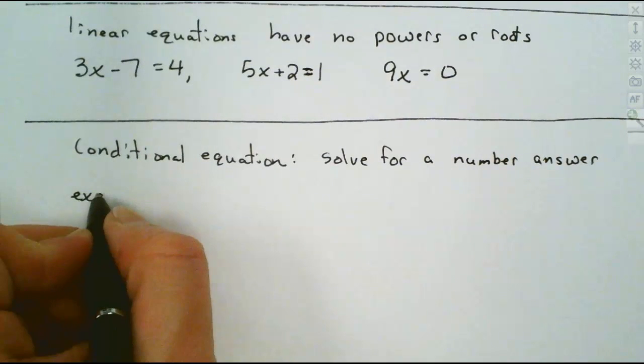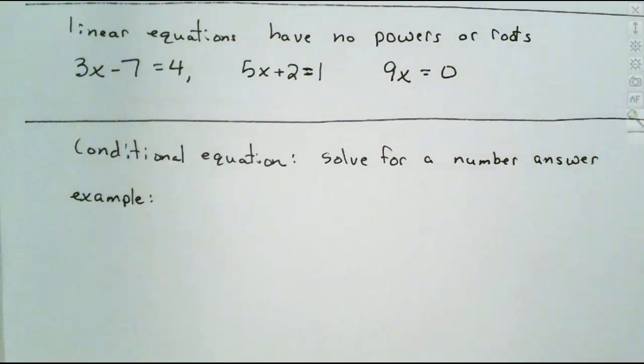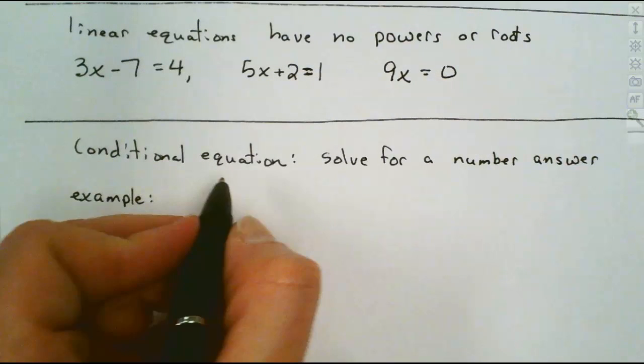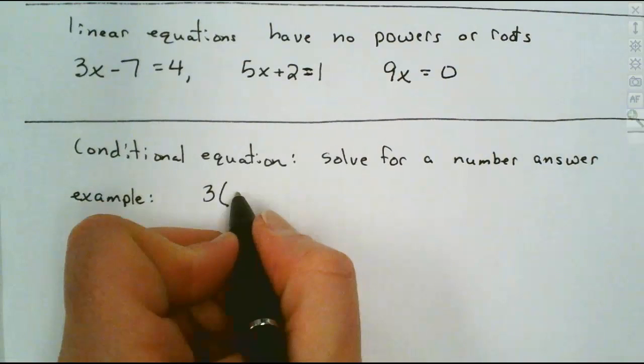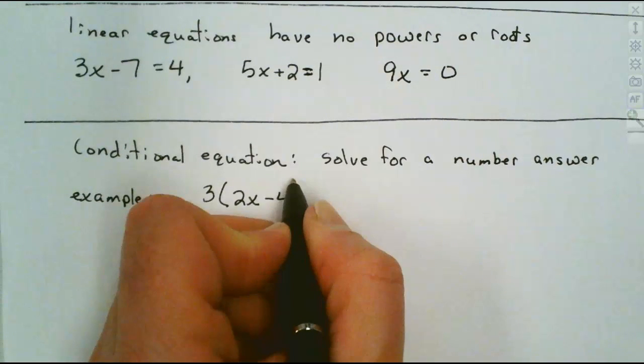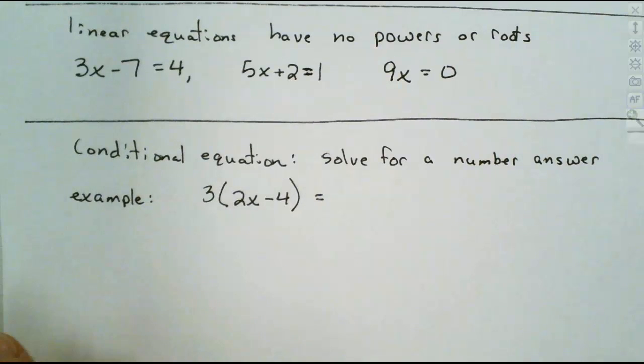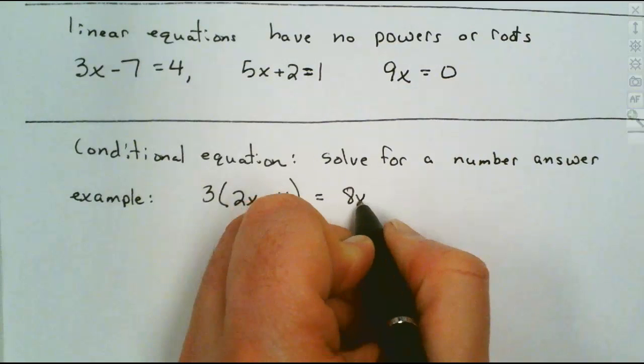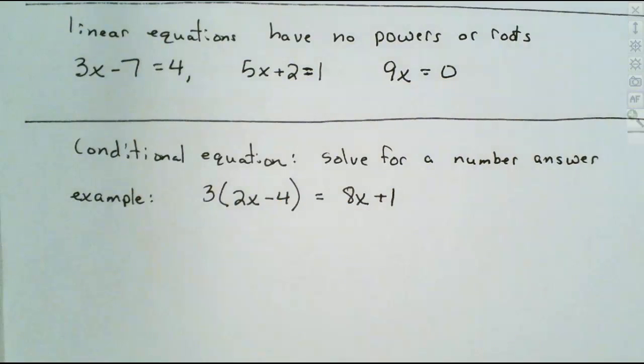So here's an example of a conditional equation. 3 times (2x minus 4) equals 8x plus 1. So we're going to be solving this. And when we solve it, if our answer is a fraction, we keep that fraction. So don't use a decimal unless the problem has a decimal or it's an application. But most of the time, if we have fractions, you'll want to keep the fractions.